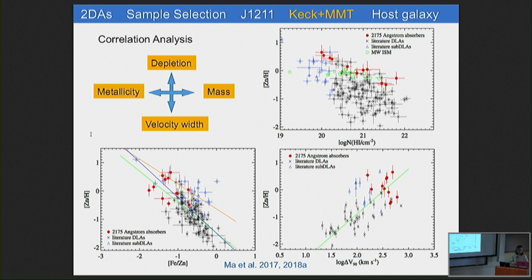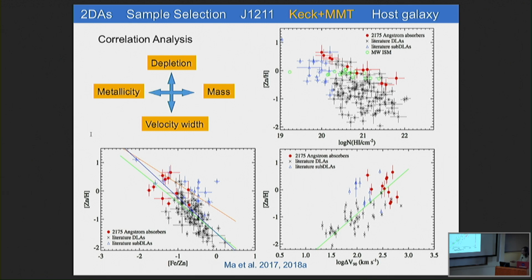I further performed a correlation analysis between metallicity, depletion, and velocity width for the sample. This is again metallicity versus H I column density, and the 2175 absorbers are among the highest metallicities at all H I column densities. Some are DLAs and some are sub-DLAs, but they all have relatively high H I content. This is metallicity versus iron to zinc ratio. Again, depletion level indicator, and there's an anti-correlation here. The 2175 absorbers occupy the region with both high metallicity and high depletion.